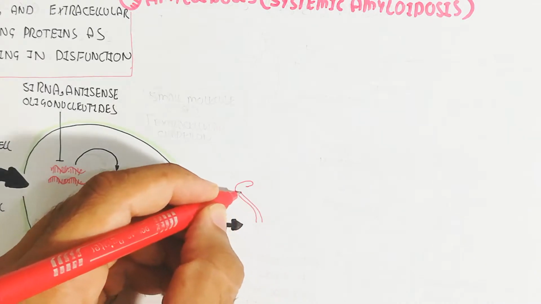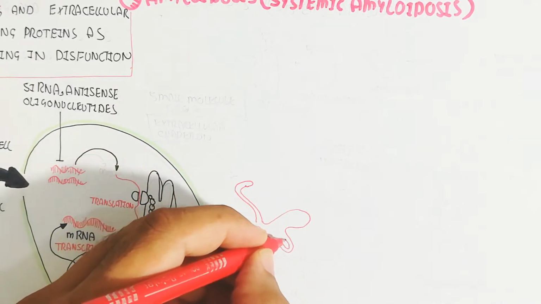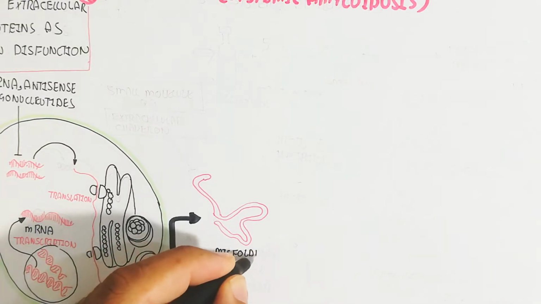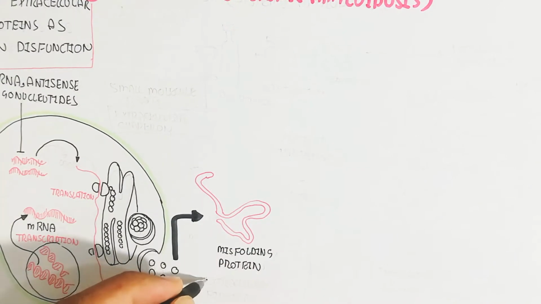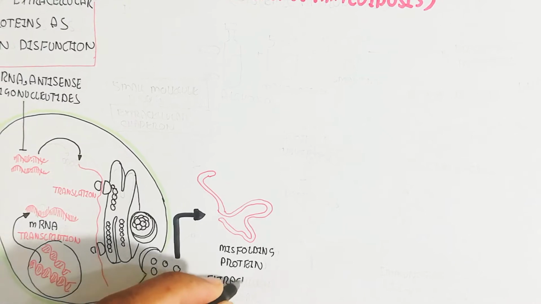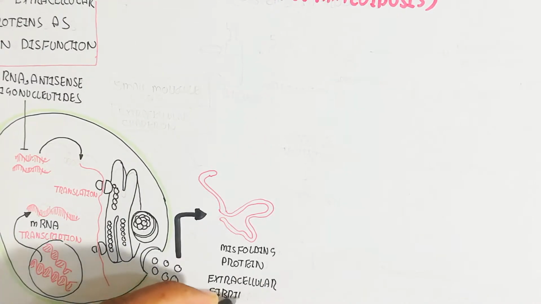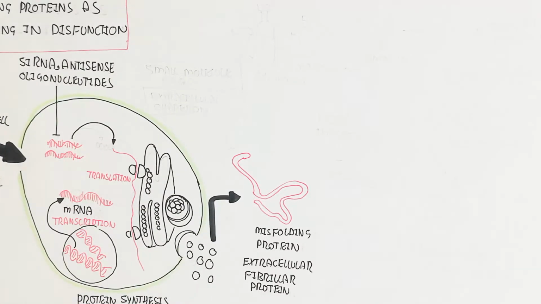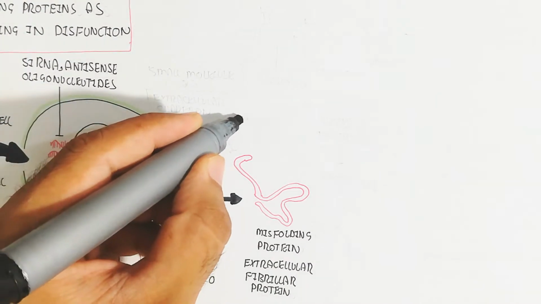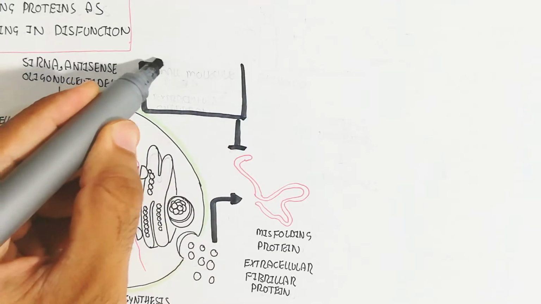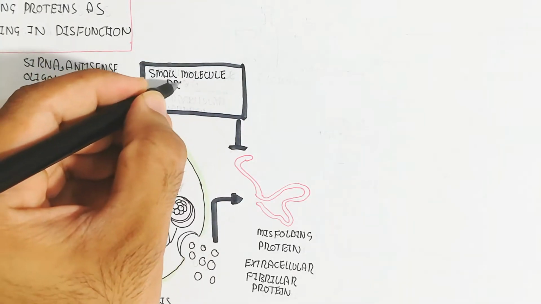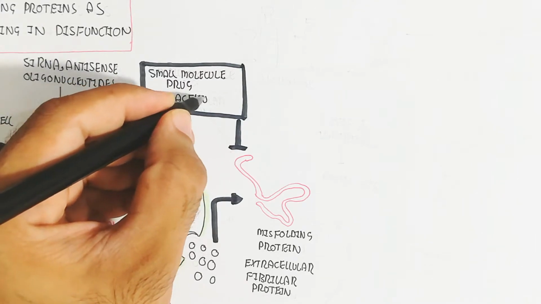So this is the misfolding protein due to some process and some reason. In this way, you can see this misfolding protein will become an extracellular fibrillar protein. After this, the protease will act, so proteolysis will occur. This proteolysis will produce the oligomers, and these oligomers are harmful.